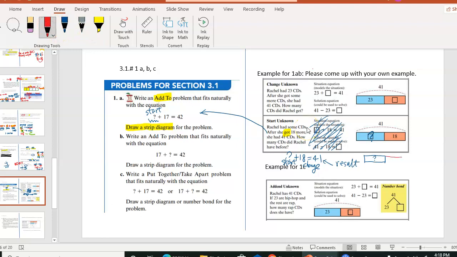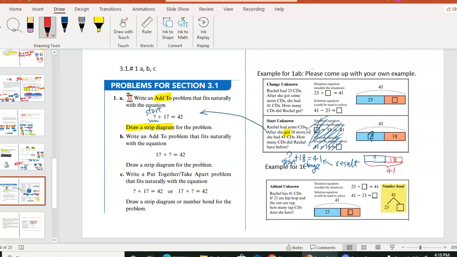And then she got 18 more, so you're going to add something, 18 more. How long does it have to be? We don't really know, just a rough picture. We add this to what she had, which is unknown. After we add these two, what she had and what she added together, that's 41, so we label that as 41. We're solving for the question mark. This is how you do question 1A.